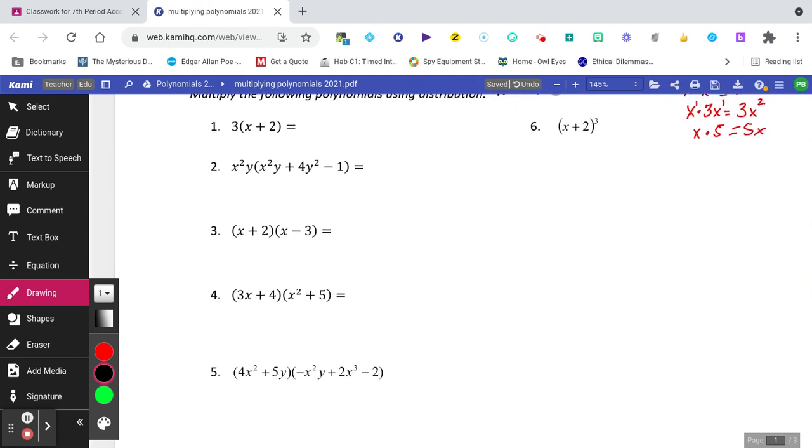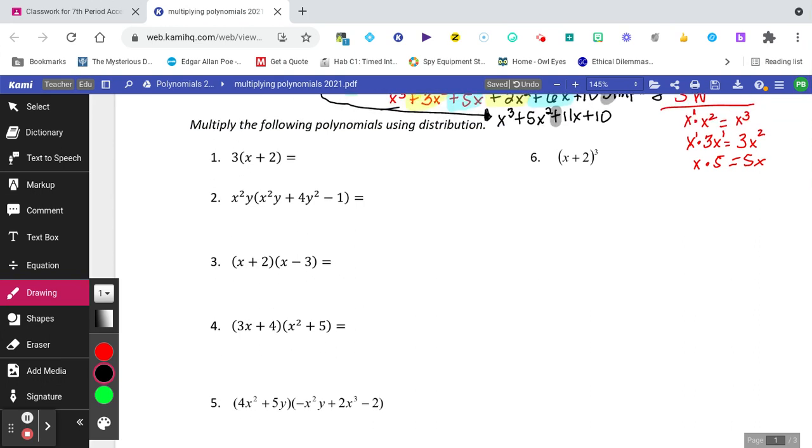All right, so I want you to pause the video and try 1 through 4. And then we'll do 5 and 6 together, okay? Pause the video and try 1 through 4.